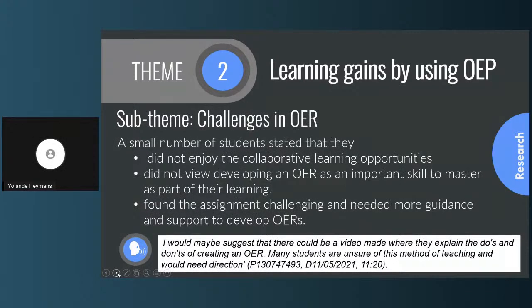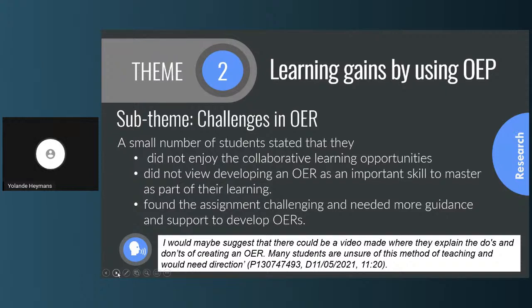And then the last one that we found, in the challenges of open educational resources, is that a small number of students stated that they did not enjoy the collaborative learning opportunities. We did analyze the data, and what was interesting is that in many cases we found that those students had a surface approach to learning. They just wanted the module to be done. They didn't want to learn from it. They just had to give me the test so that I can write the test and pass. So we found that as well.